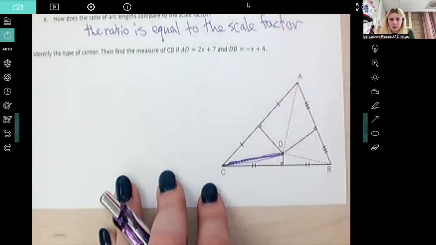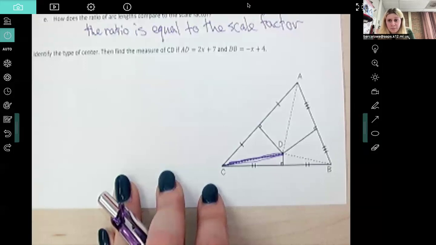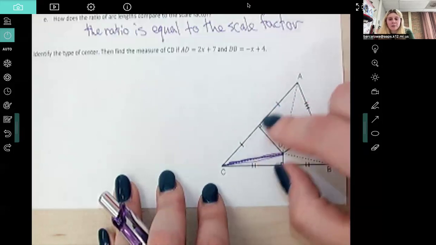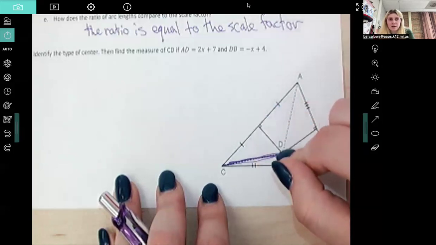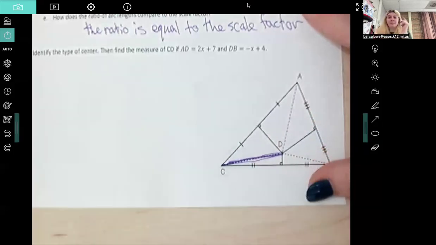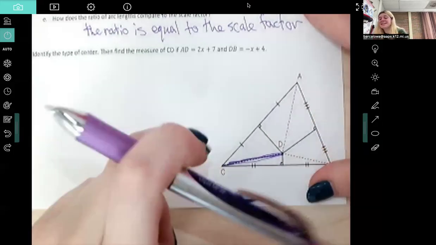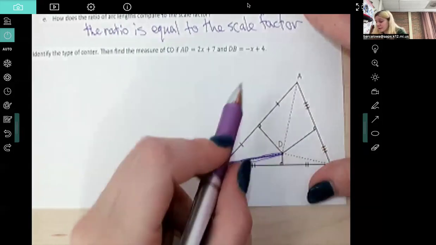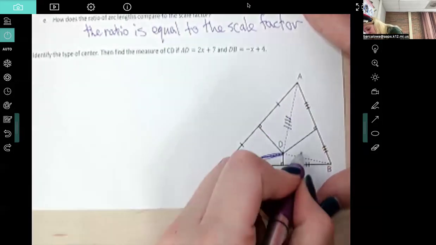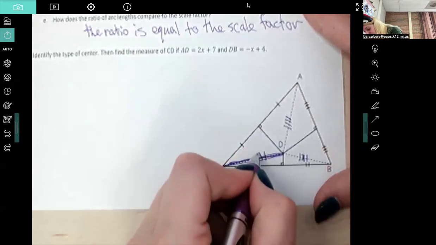Look at our congruency markings. Are the sides being bisected or the angles being bisected? Yeah, the sides are being bisected. So these are perpendicular bisectors, meaning this is a circumcenter, meaning it is equidistant to the vertices. So these dashed lines are all the same length.